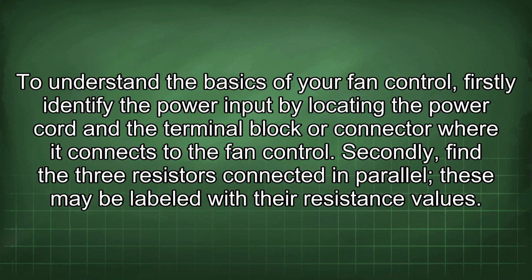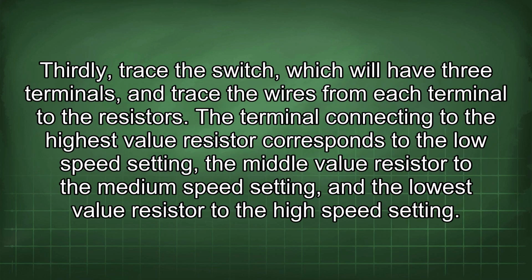To understand the basics of your fan control, firstly identify the power input by locating the power cord and the terminal block or connector where it connects to the fan control. Secondly, find the 3 resistors connected in parallel. These may be labeled with their resistance values. Thirdly, trace the switch, which will have 3 terminals, and trace the wires from each terminal to the resistors.